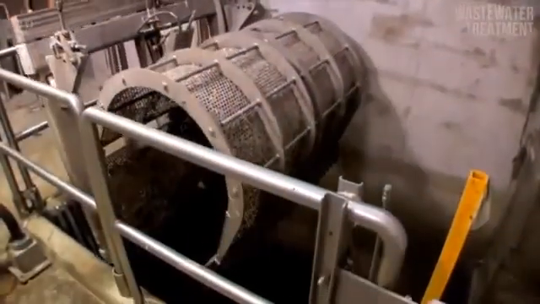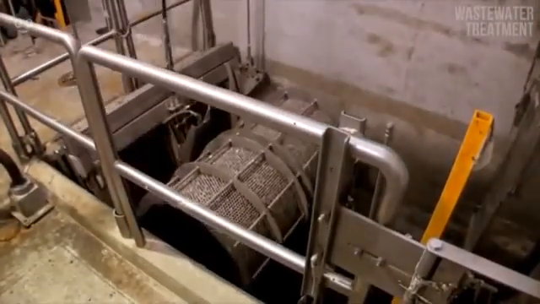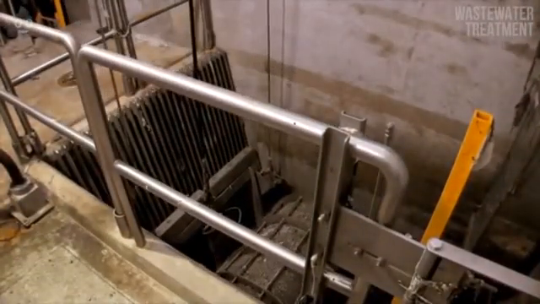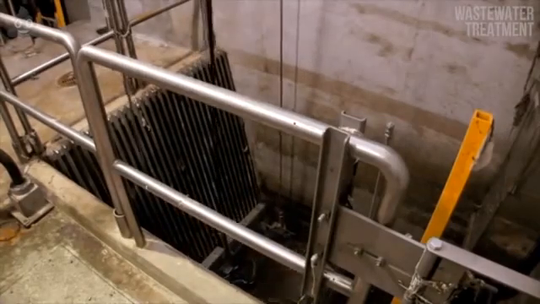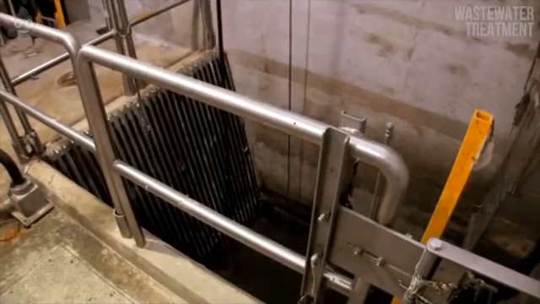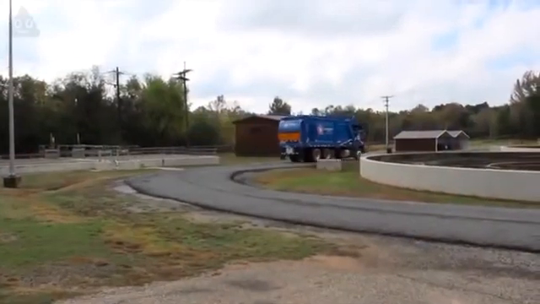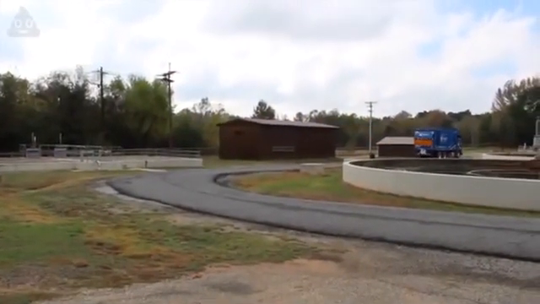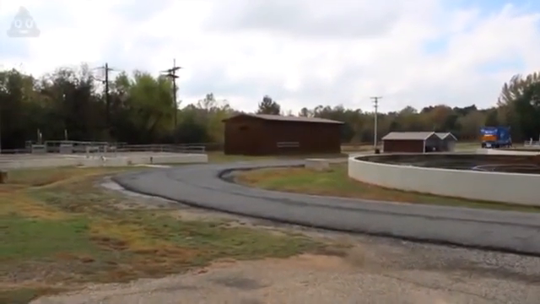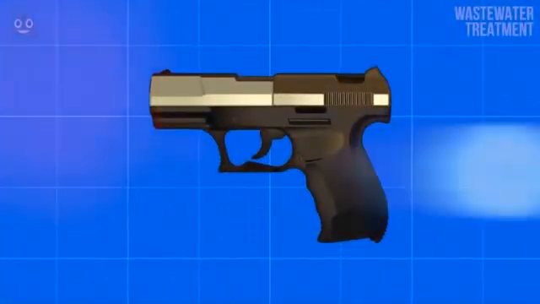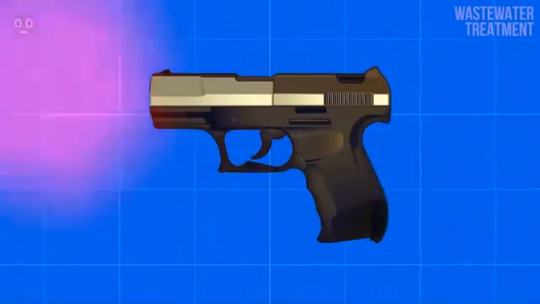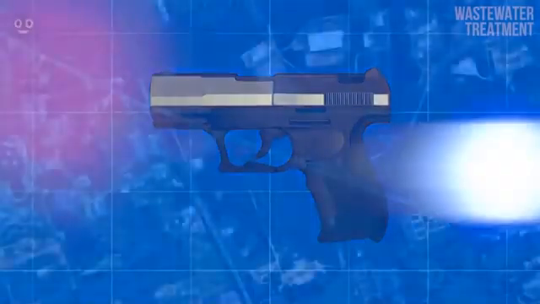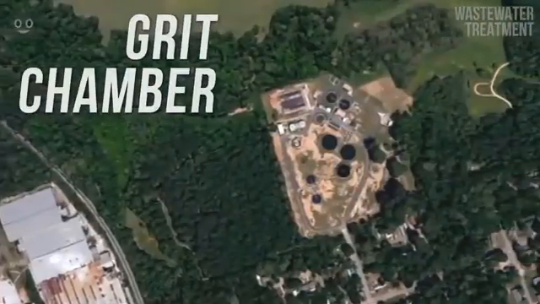Bar screens are typically mechanically raked at certain intervals, depending upon the flow rates of the water treatment plant, although some older plants will still have more manual removal processes. Whatever is removed from the bar screens is then sent off to your average landfill or solid waste handling facility. Or, in the case of unusual items, such as guns, they're sent off to the evidence locker in a police station to be investigated. Next up is the grit chamber.